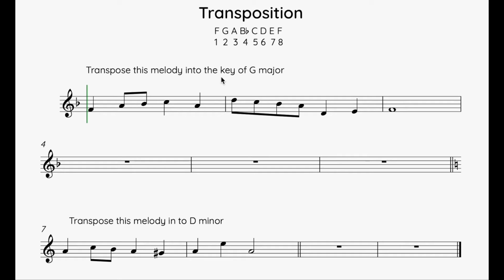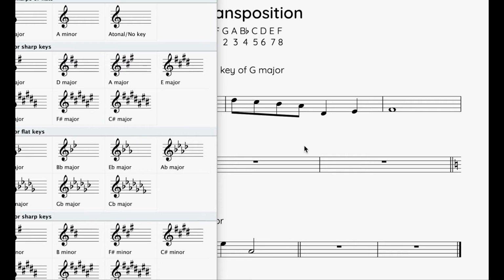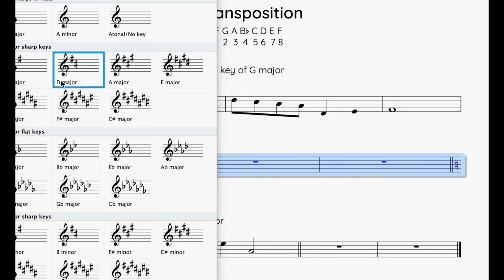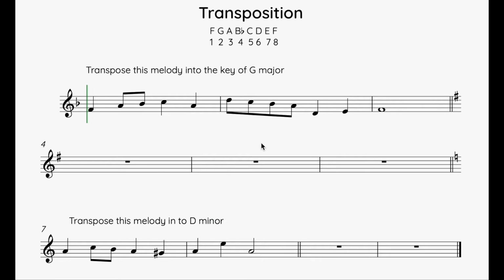Now, it says to write into the key of G major. So let me just put a G major key signature and make this look right. There we go, we have G major. And now we need to go through the original and write down the scale degrees.